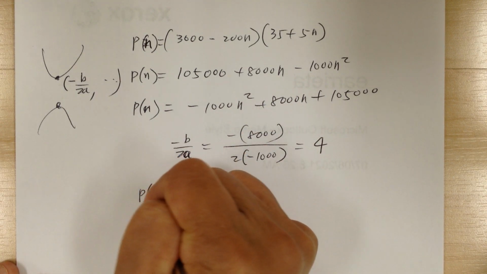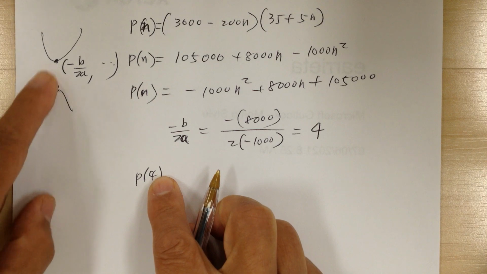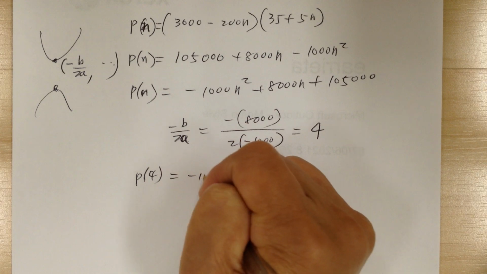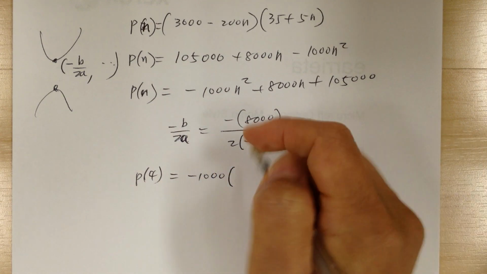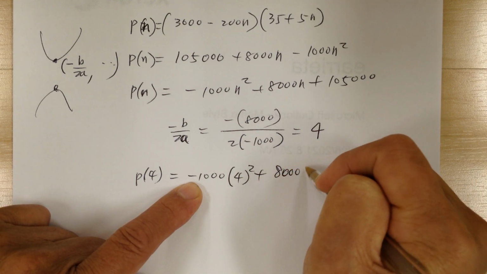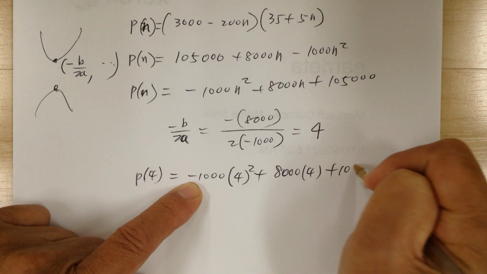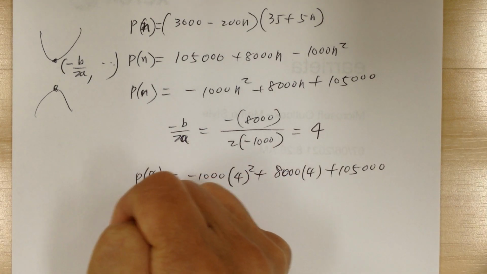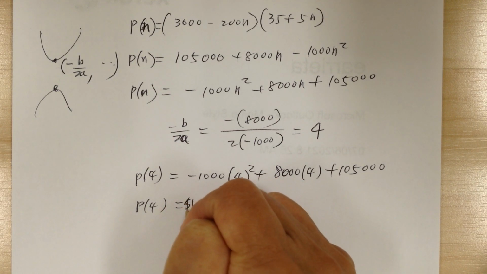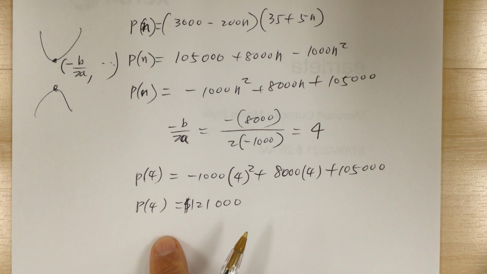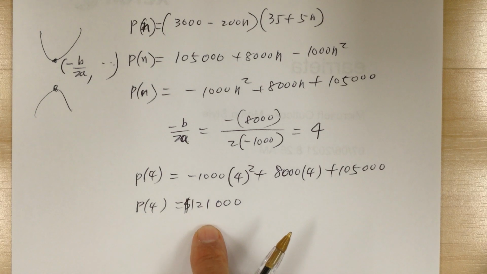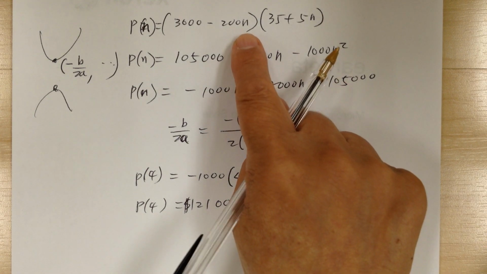So P of 4, when n equals 4, this will give you the vertex, the maximum or the minimum, depending on the situation. So you're going to get negative 1,000 times 4 squared plus 8,000 times 4 plus 105,000. So P of 4 will equal 121,000. So your maximum profit is 121,000, and n equal to 4 means you mark up 4 times.